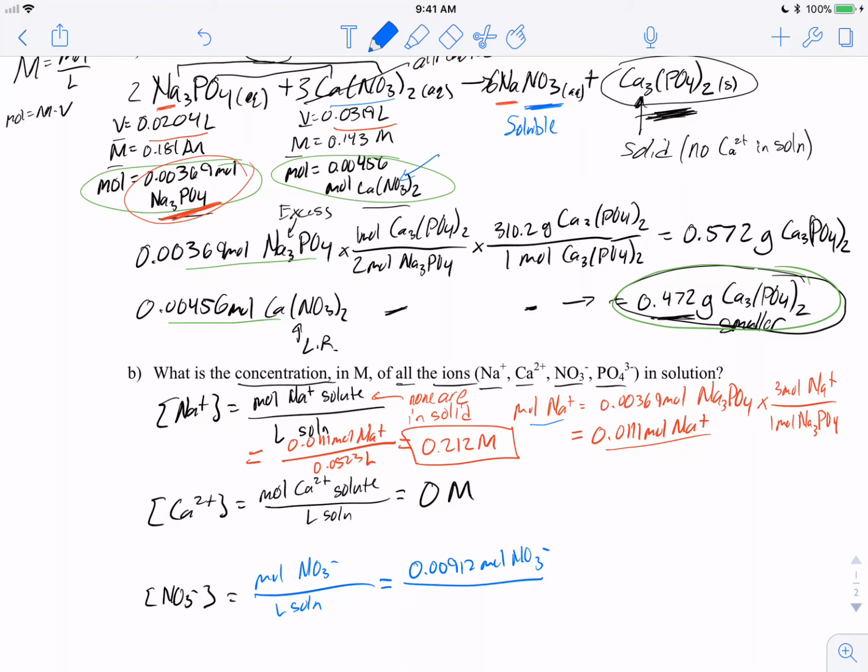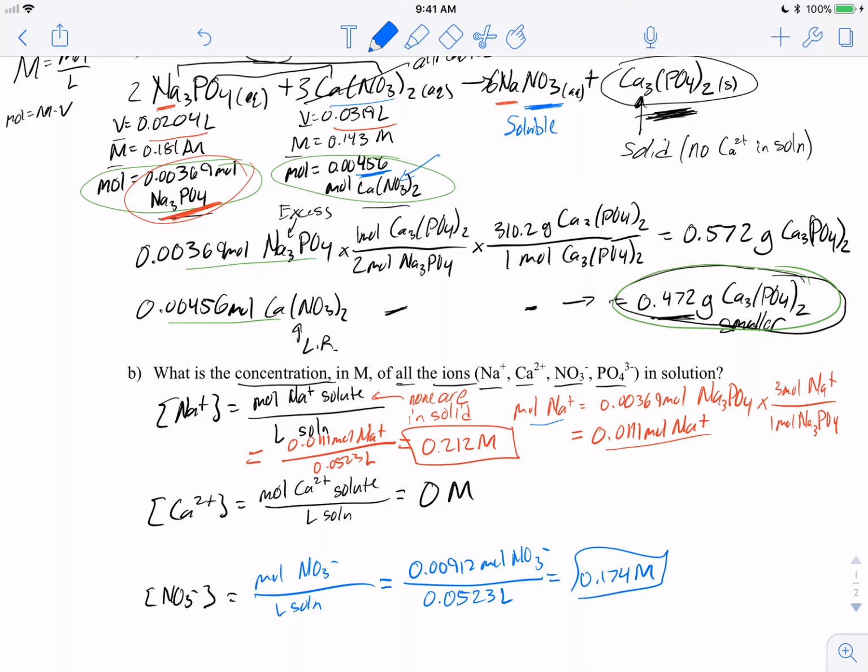Okay, and we see that's just simply double the number of moles of calcium nitrate that we would have because of that mole ratio, and we still have the same total volume, 0.0523 liters. Again, just adding up our 2 individual solutions, and we would end up getting a concentration of 0.174 molarity. Okay, so now those 3 are more simple in identifying the concentration, right?